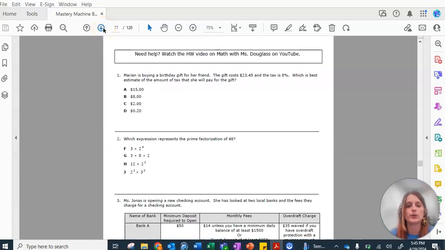All right, so we have Marianne buying a birthday gift for her friend. The gift costs $23.45 and the tax is 8% of that amount. Which is the best estimate of the amount of tax that she will pay for this gift? So this is your total amount and we're looking for 8% of it.